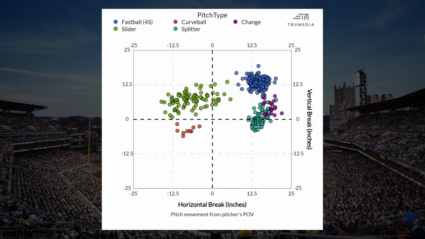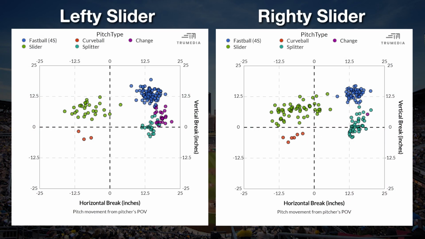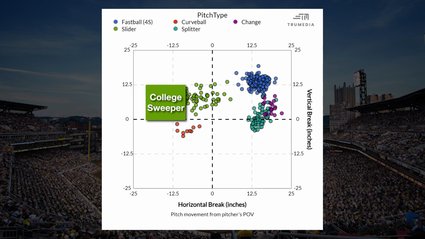The main thing you see between handedness with this slider is that he gets away from the harder cutter-style shape versus lefties, where it's a bit more common versus righties. Back in college, Skenes threw a big sweeper that averaged 10 inches of sweep, and he didn't really have this harder slider variation around 90 miles per hour.